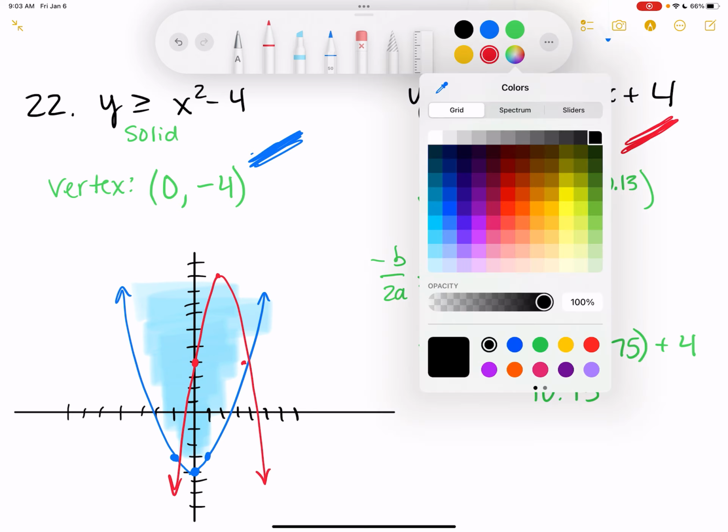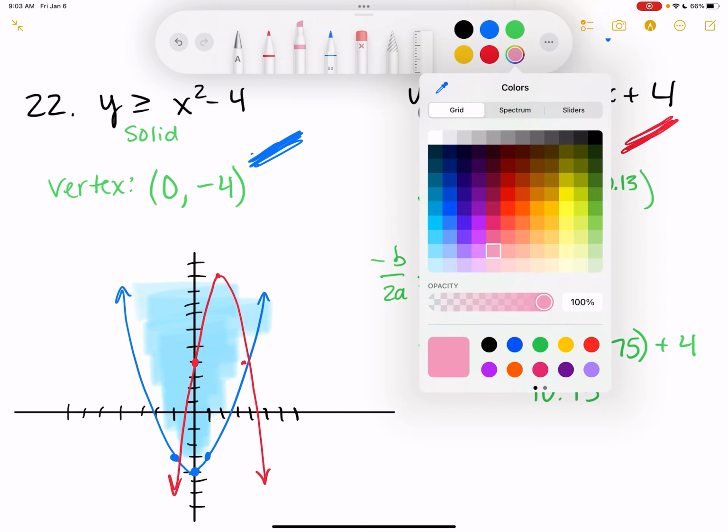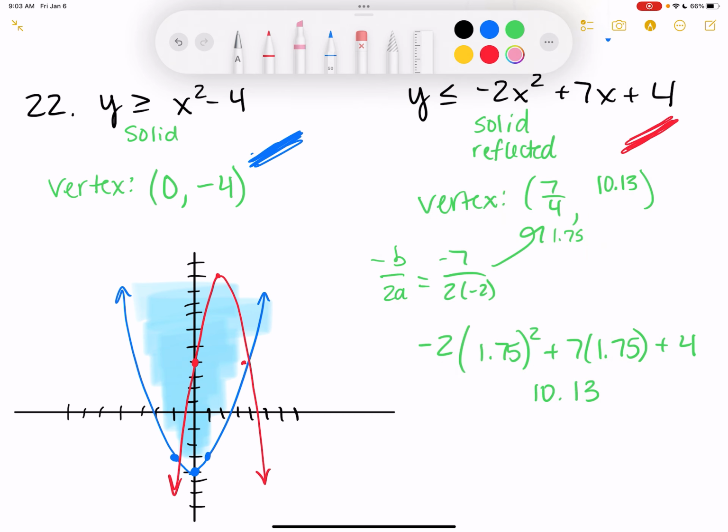And then this one, I'm going to shade in pink. All right, so it's y is less than or equal to, so where is this one getting shaded? Inside. So this area where both colors overlap is the solution to this problem. Any questions about those?